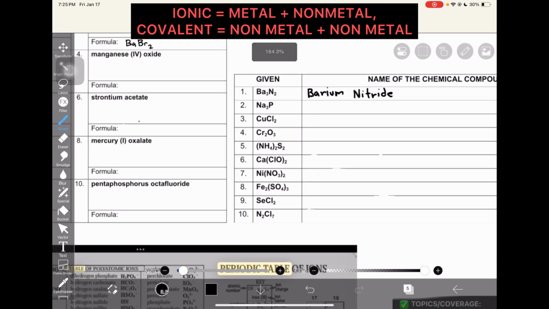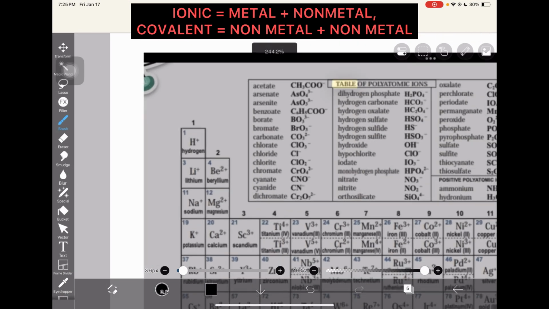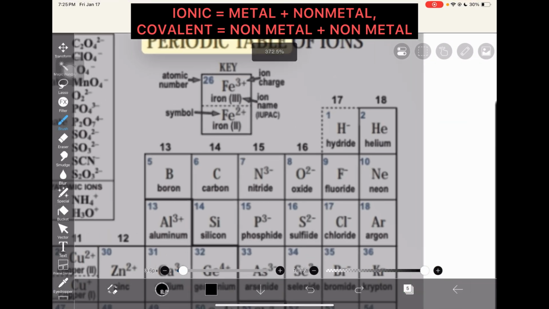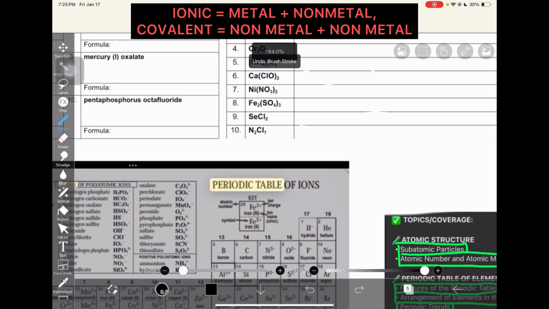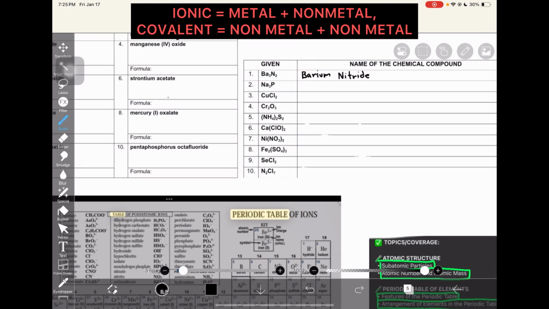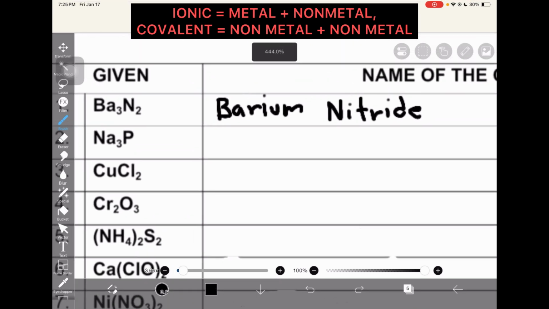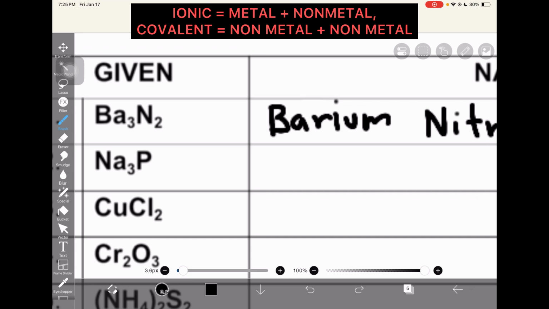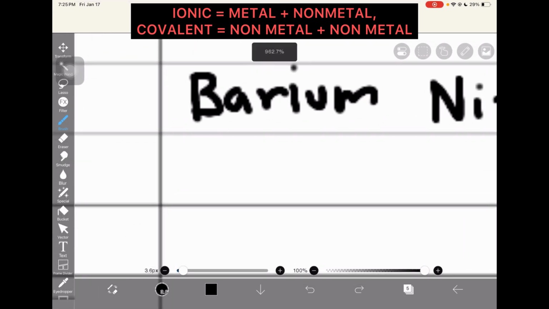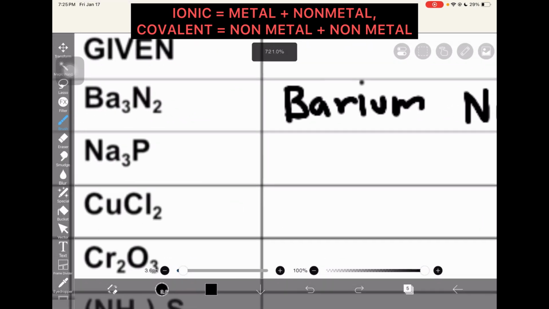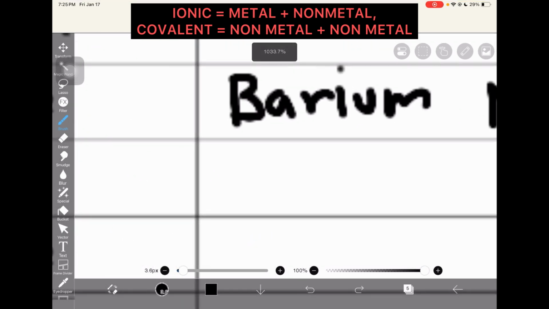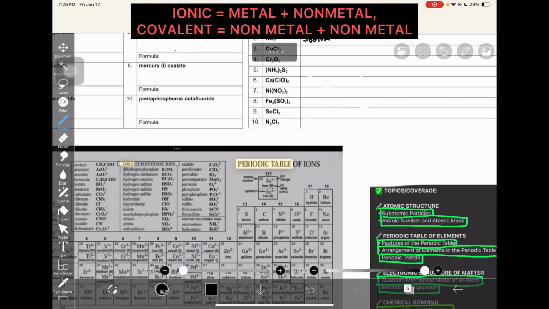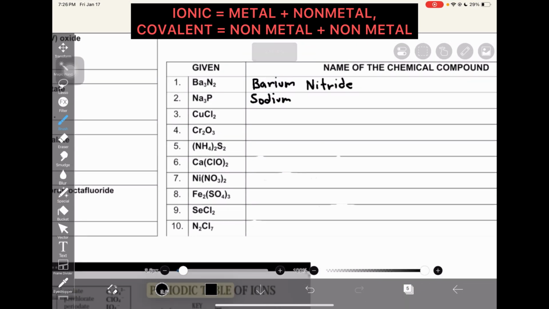Let's try the second one now. Sodium, Na, is a metal. P, phosphorus, is a non-metal. Another metal plus non-metal. That is another ionic bond, and thus we can ignore the numbers. We do not have to add any prefixes. So we can just add sodium. It's P, so it's phosphide. Phosphide, right?